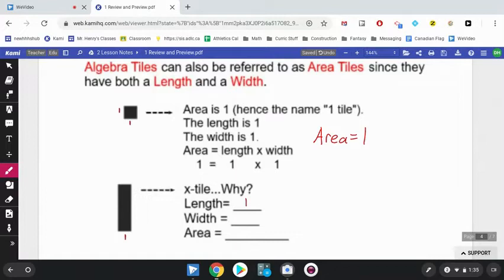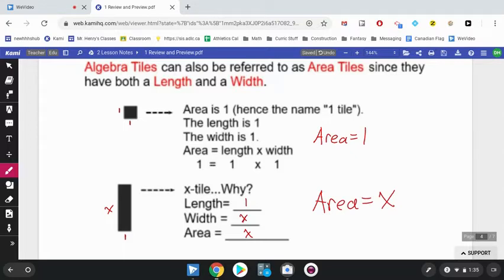But here's where we use our detective skills, we use our logical skills, and we say, well, if the area of a 1 tile was 1, the area of an X tile is probably X. So you ask, well, what would the width have to be to get an area of X? And I remember, okay, well, it was length times width. So 1 times something equals X. The only thing that fills in that equation is X. The dimensions of an X tile are 1 by X.